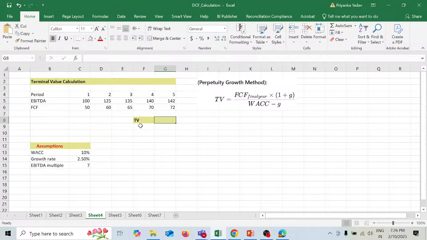Here we will be using the perpetuity growth method. Terminal value over here is FCF of the final year multiplied with 1 plus G, divided by WACC minus G. So G is the growth rate. Okay, let's calculate terminal value here.